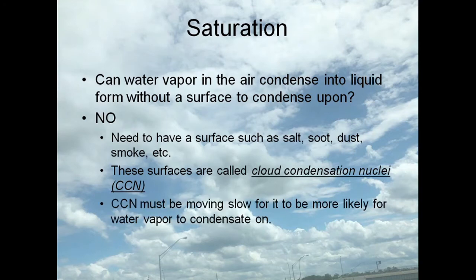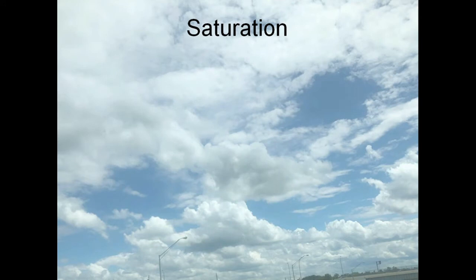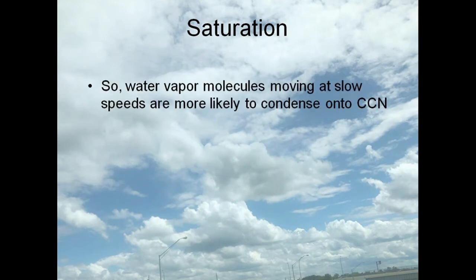CCN must be moving slowly for it to be more likely for the water vapor to condense on. If you have windy conditions, with the condensation nuclei blowing around, it changes the physics of that atmosphere, so the water vapor does not have the time to condense on it. It just bounces off. Still in saturation, water molecules moving at slow speeds are more likely to condense on the CCN.